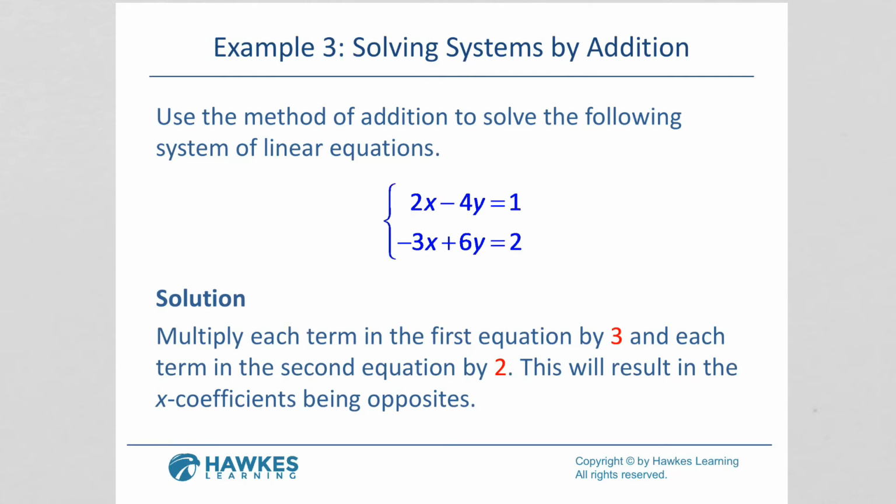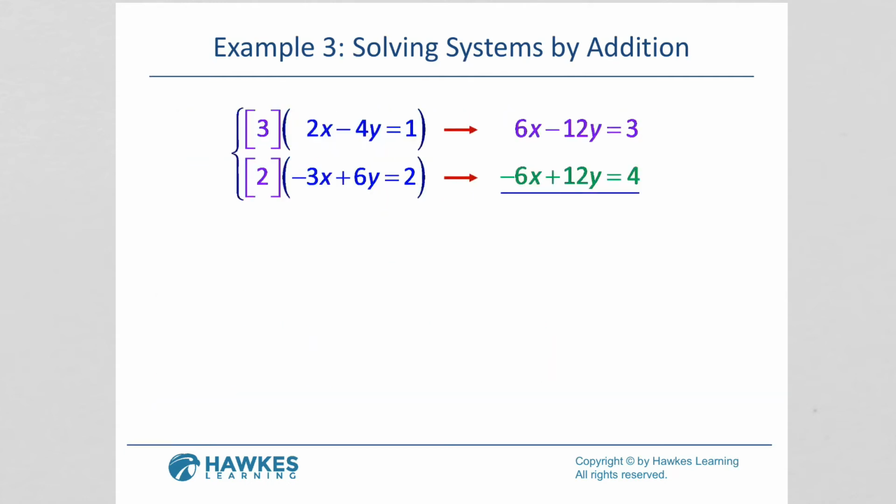And that happens sometimes. When I multiply the top equation by 3, 3 times 2x gives me 6x, 3 times negative 4y gives me negative 12y, 3 times 1 gives me 3. So I have 6x minus 12y equals 3. When I multiply 2 times the bottom equation, 2 times negative 3x is negative 6x, 2 times 6y is 12y, 2 times 2 is 4. So my second equation becomes negative 6x plus 12y equals 4.